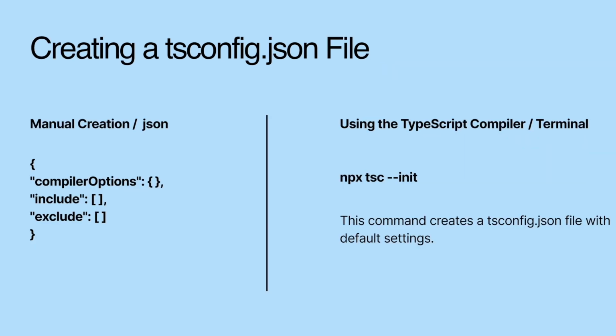Creating a tsconfig.json file is simple. In your project directory, you can create the file manually or generate it using the TypeScript compiler. Let's see how to do that. Manual creation. Okay, so you can open your code editor and create a file named tsconfig.json, and then you add the basic structure of the file.